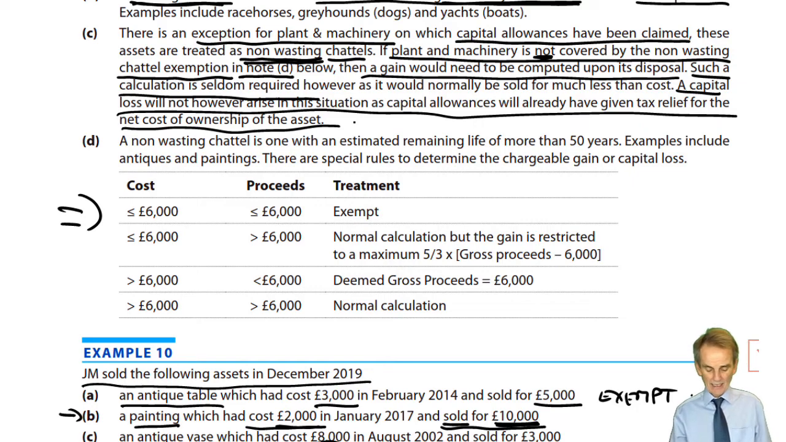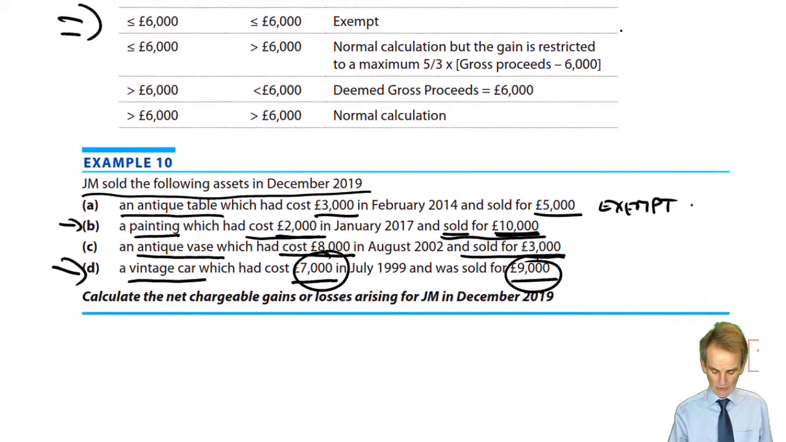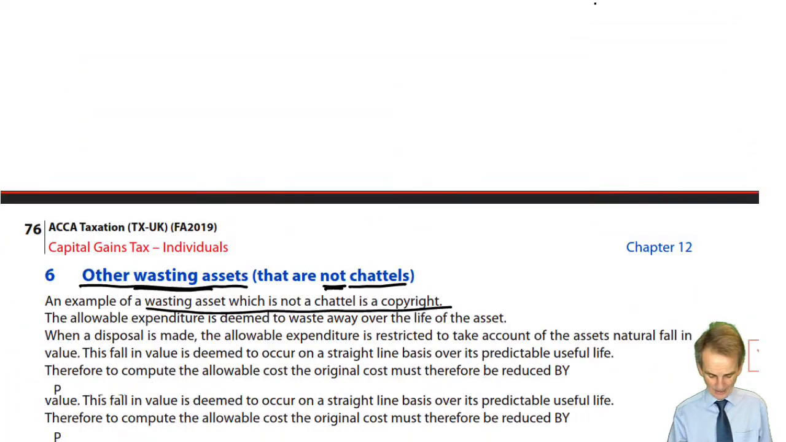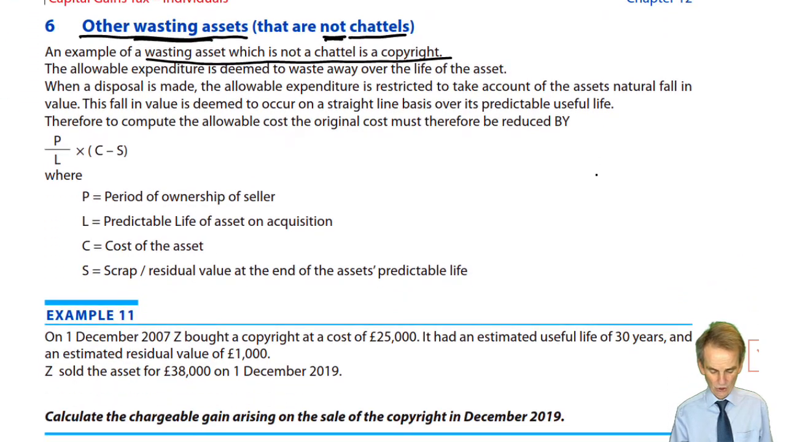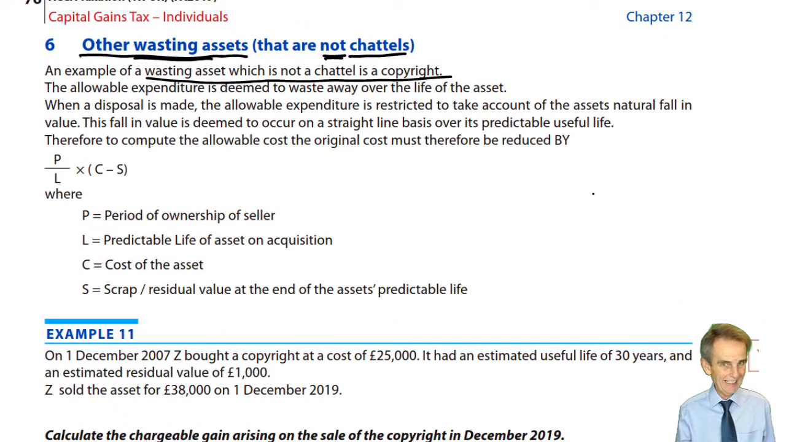But there we were dealing with wasting chattels. This last section of our notes here to finish the chapter is a wasting asset, so a life of no more than 50 years, but not chattels. We're dealing with intangibles. And the best example of that I could give you would be something like a copyright.